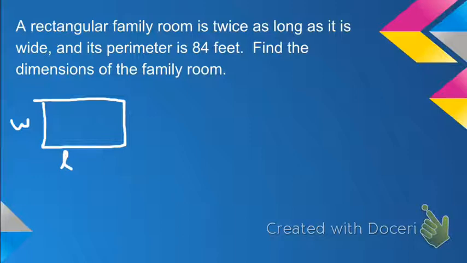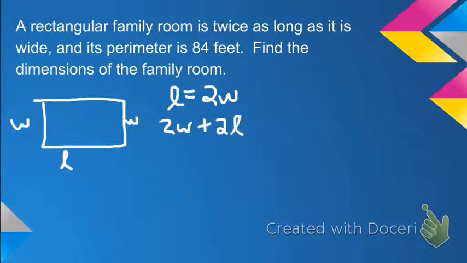All right, our first equation: it says the length is twice as long as it is wide. So L equals 2W. We also know the perimeter is 84, and we can express the perimeter by doubling the width, because we got two of those sides, and adding it to 2 times the length, because we got two of those, it's a rectangle, and we get 84. Set that equal to that.